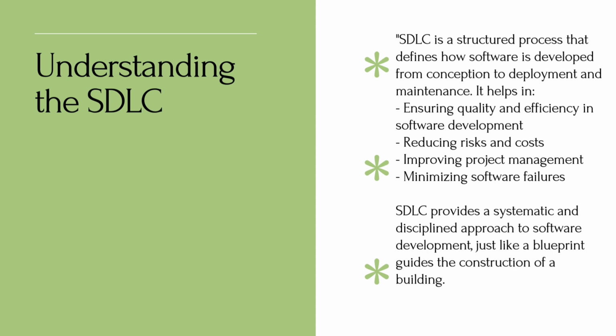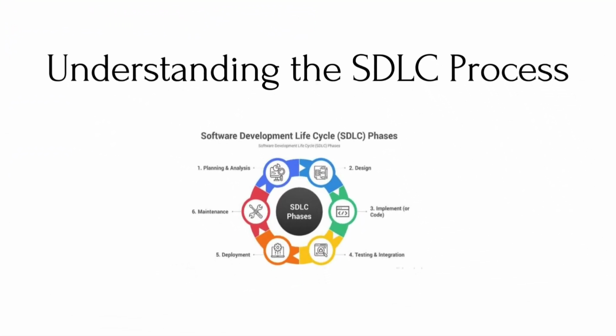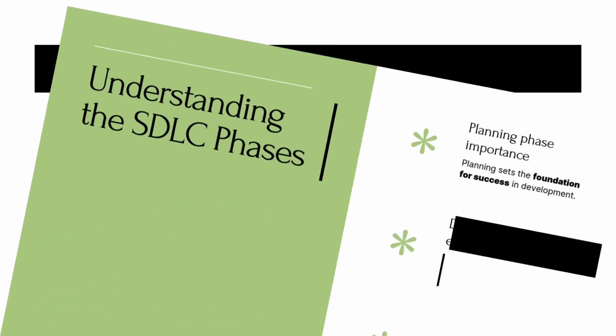Let's get started. First of all, what is SDLC? SDLC is a structured process that defines how software is developed from conception to deployment and maintenance. It helps in ensuring quality and efficiency in software development. It helps in reducing risk and cost. It helps in improving project management and minimizing software failures. SDLC provides a systematic and disciplined approach to software development, just like a blueprint guides the constructor of a building.